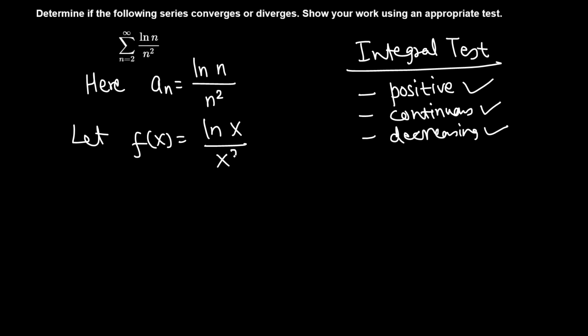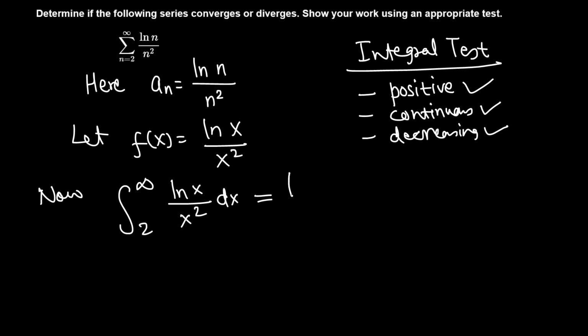Now we need to find the following improper integral. Since the series starts from 2, we go from 2 to infinity of natural log of x over x squared dx. If this integral converges, that means if we get a finite value for this limit, then this series converges. And if this integral diverges, this series diverges as well. So let's do it.